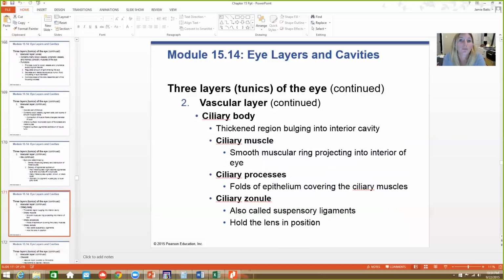Other parts of the vascular layer include the ciliary body. The ciliary body is a thickened region that's in the inside anterior cavity.